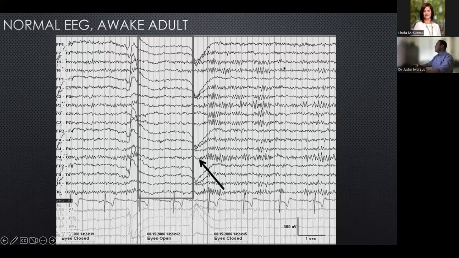So in the normal EEG, let me just see, there's a chat question here. Oh, nothing, text event ID, okay.